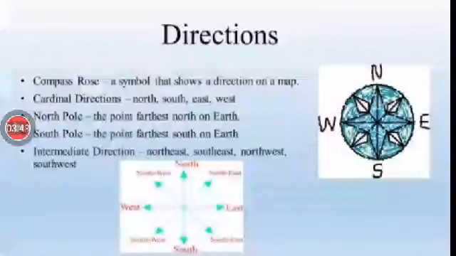Next is directions. Compass rose is a symbol that shows direction on a map. Cardinal directions, that is north, south, east, west. North Pole, the point farthest north on earth. South Pole means the point farthest south on earth. Intermediate directions, that is northeast, southeast, northwest and southwest. These are the terms used in a compass. While we use a compass, these are the terms which we use.